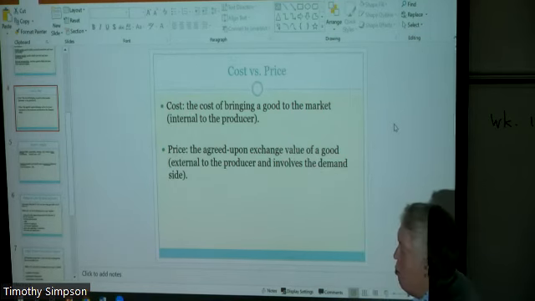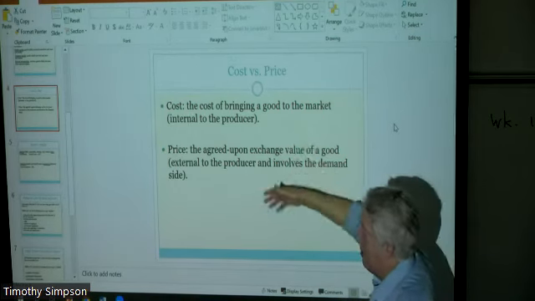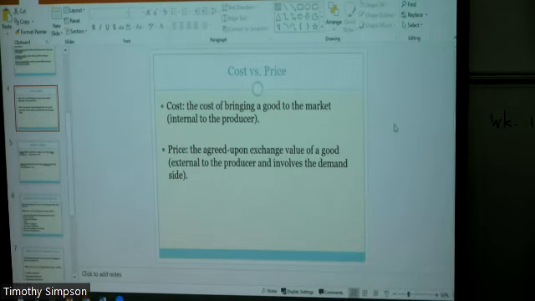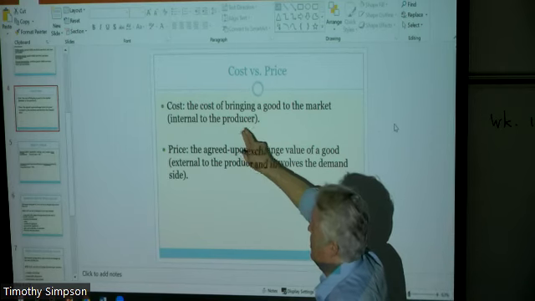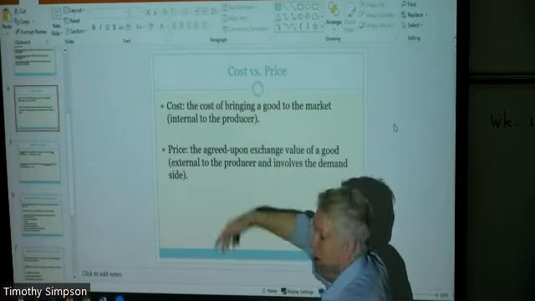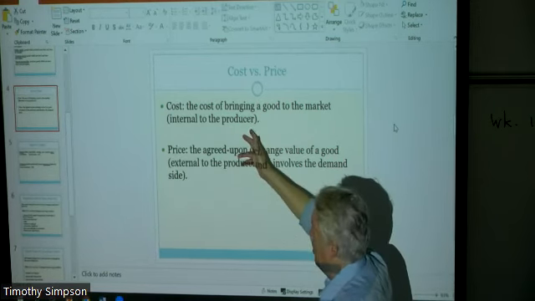It is an important thing to talk about, and for those of you who will study other courses that deal with cost and price, whether you're a business student studying marketing, finance or accounting, it comes up again and again. Cost is an internal issue, internal to the producer. When we talk about those internal costs, we're talking about labor, materials, and so on.